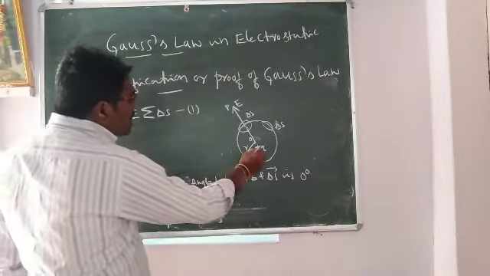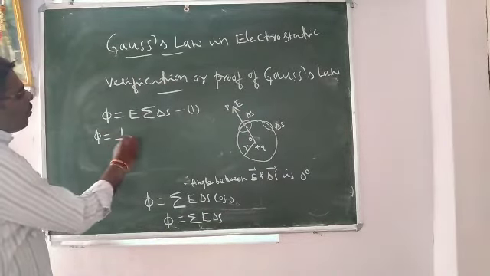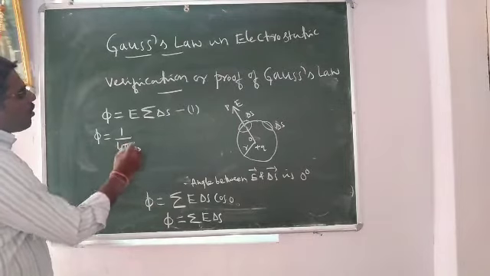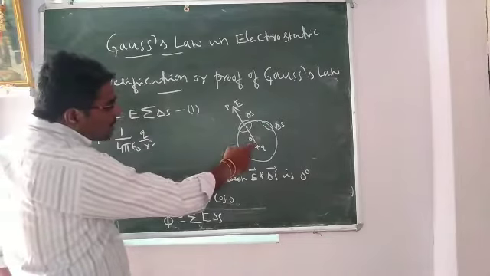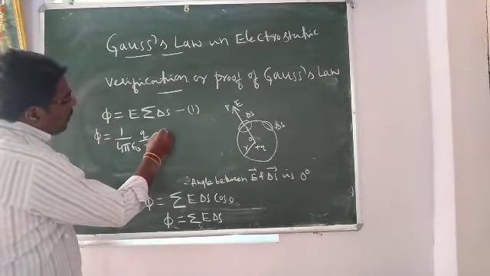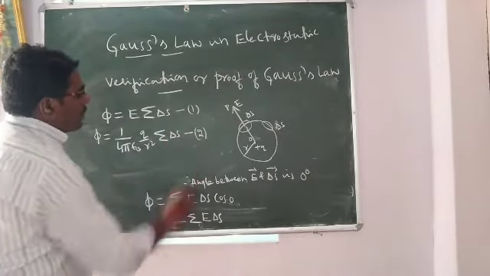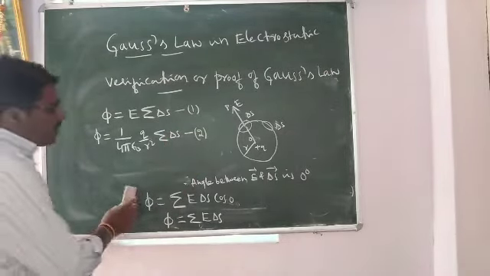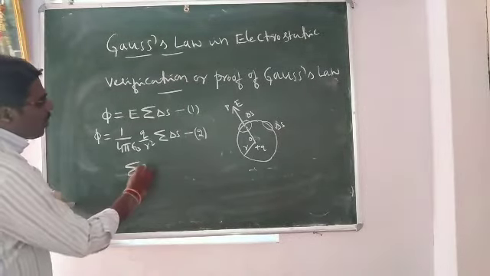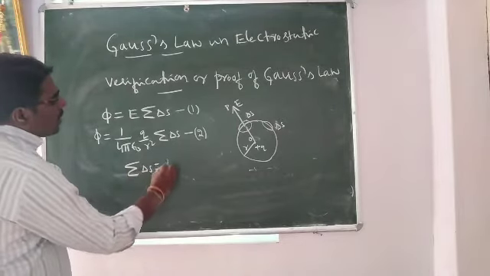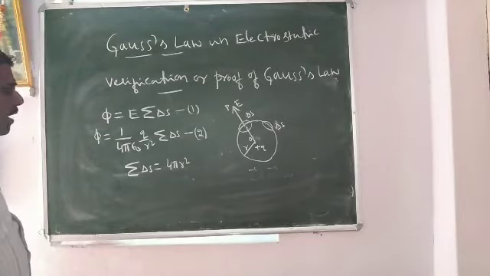Electric field due to this Q at point P outside the sphere is given by 1 by 4 pi epsilon naught Q by r square. This is the electric field due to this positive charge at point P, into summation of delta S. This is equation 2, where summation of delta S is the total area of the sphere. What is the area of the sphere? It is 4 pi r square.